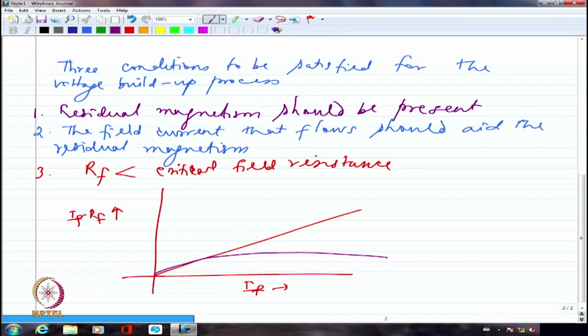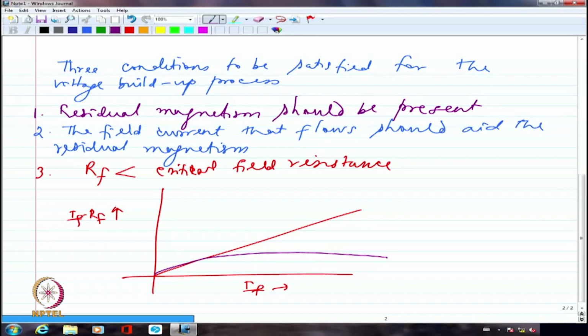So if I am already given the field resistance line, I should be able to draw the OCC for this particular generator. Maybe I had drawn it at a particular speed. I can bring down the speed further and further, and I should be able to say, for this field resistance line, if I go below this particular speed, I will not get really voltage build-up process possible.